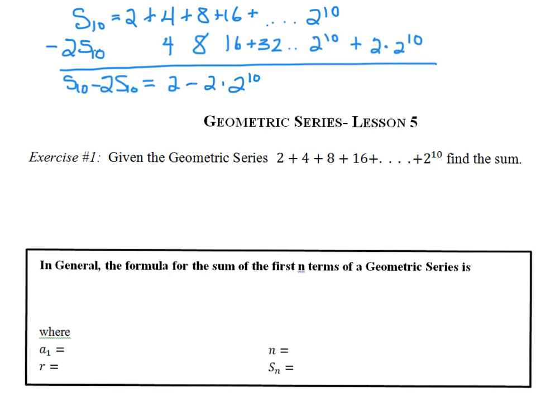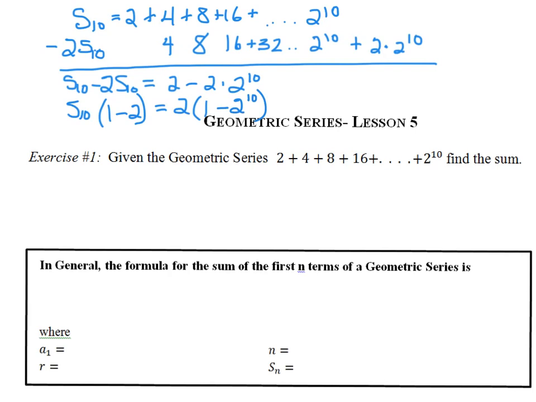Now if I take a look at this carefully, on the left side I can factor out an S10, the sum of the first 10 terms. When I factor that out, I'm taking an S10 out of here, which would leave me with 1, and I'm factoring an S10 out of here, which would leave me with minus 2. On the right side, I'm going to factor out a 2, and when I do that, factoring a 2 out of this term, I'm left with 1. Factoring a 2 out of this term, I'm left with minus 2 to the 10th.